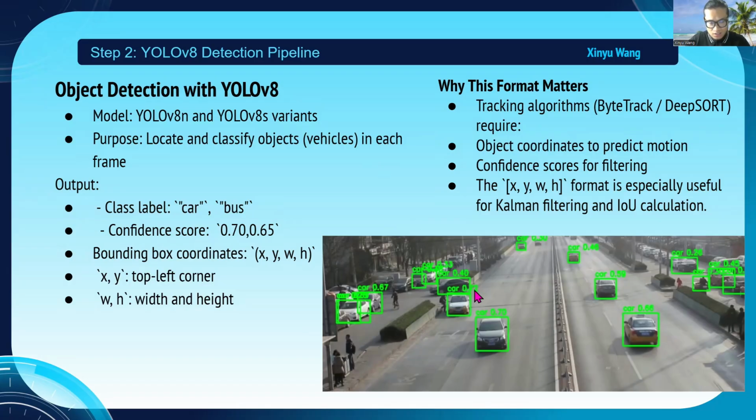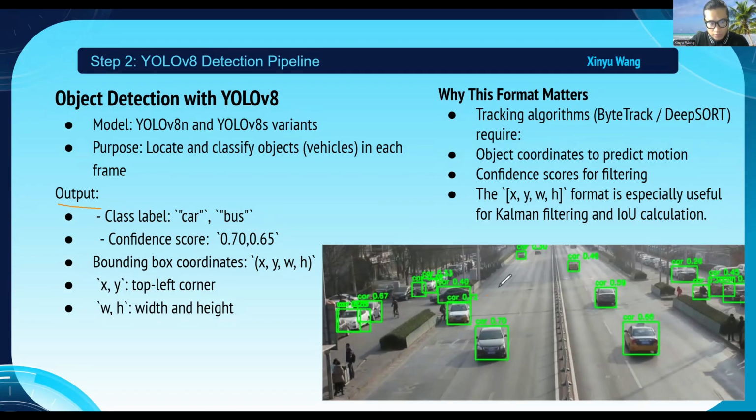This is an example of how the output should look. First for the output, we have the label, such as car or bus in this example. Second, we have the confidence score, such as 70 on the left-hand side and 65 on the right-hand side. And then we can also get the bounding box coordinates such as X, Y, W, H.